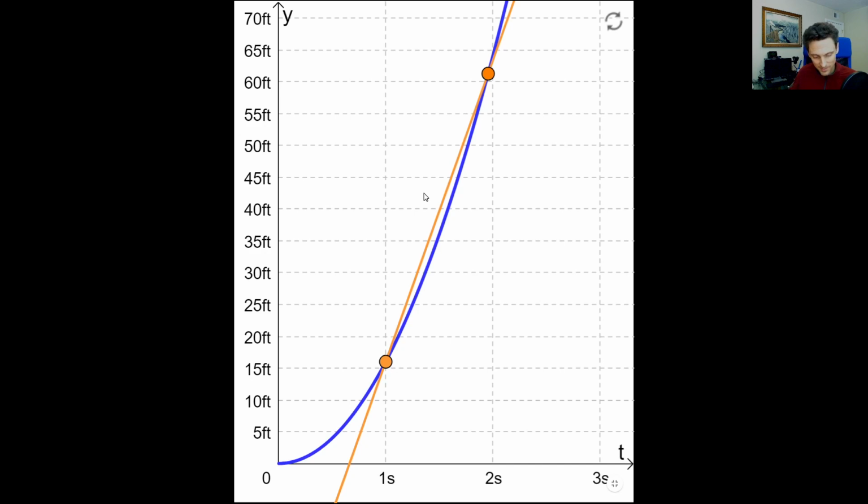Here's a little applet that you can play around with to get a visual of the slopes of the secant lines getting closer and closer to the slope of the tangent line. These two dots represent the points on the graph. This dot has a t value of 1 second. This one had a t value of 2 seconds, but now we're shrinking that time interval, so these dots are going to move closer to each other. And when they do, the secant lines get closer and closer to a tangent line until they're right on top of each other, and then it becomes a tangent line.